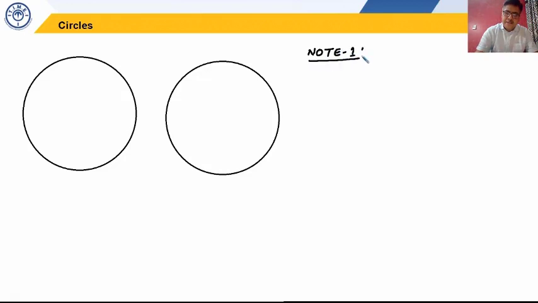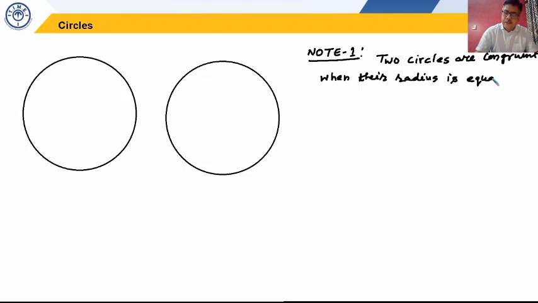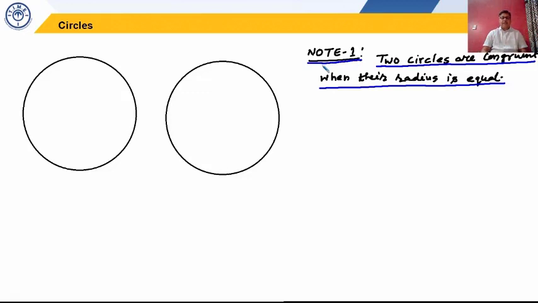Two circles are congruent when their radius is equal. These two circles are congruent. Why? Because their radius is equal. And two circles are identical in all respects if their radius is equal. So circle, you know, is the locus of points which are equidistant from the center of the circle.